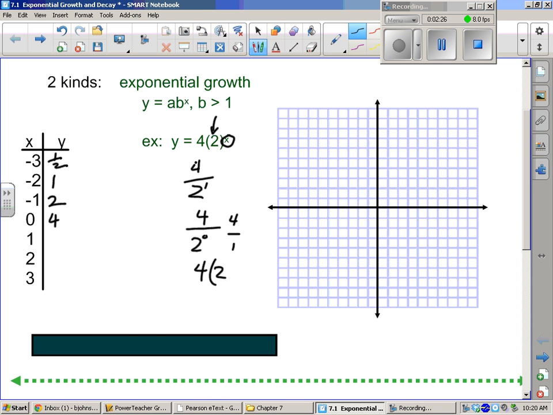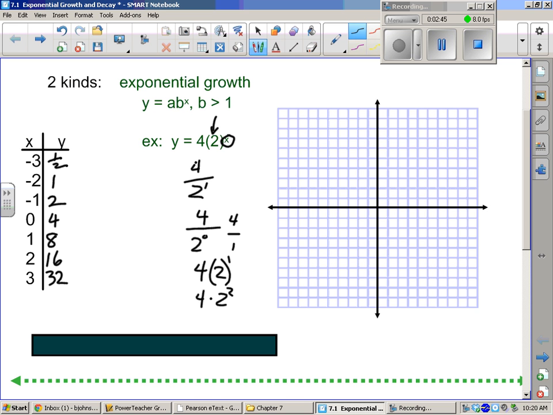Now this time I don't have to put it in the basement. How come? Because it's positive 1. So 4 times 2 to the 1 is 8. It doubled again. So I bet the next one is 16. We'll see. 2 squared times 4, that's 4 times 4, is 16. And I'm going to go out on a limb and say this is 32.